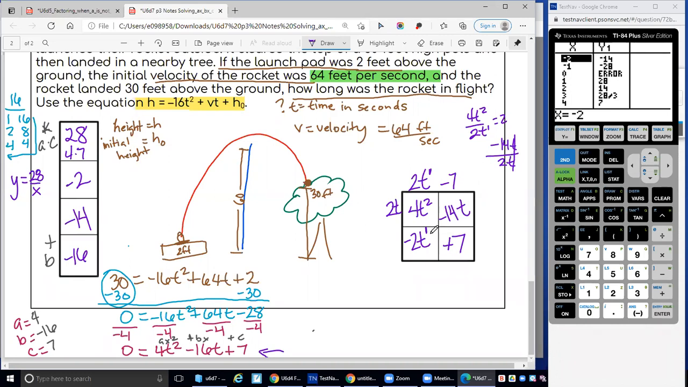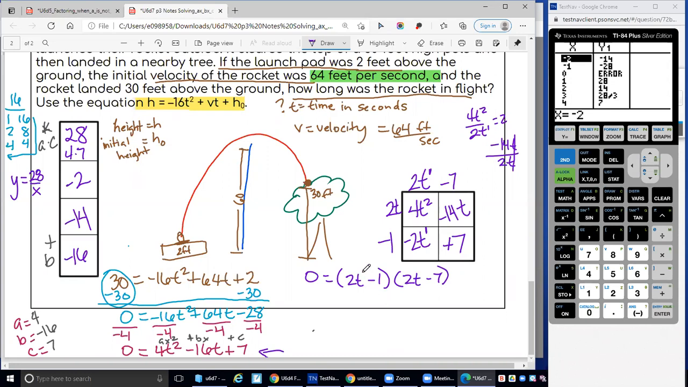Okay, good. Now, Michaela, what's going to go right here? If I've got negative 2t in the box and I've got 2t up here. Negative 1. I like it. And negative 1 times negative 7 is positive 7, right? So ladies and gentlemen, we're going to go ahead and look at this. We've got it equaling 0: 2t minus 1 times t minus 7.